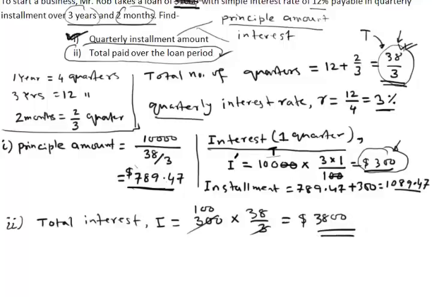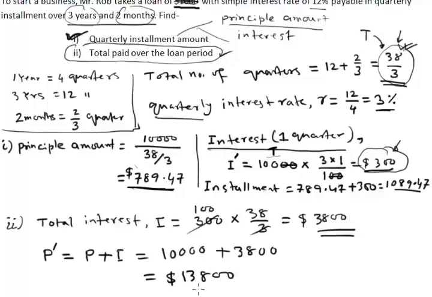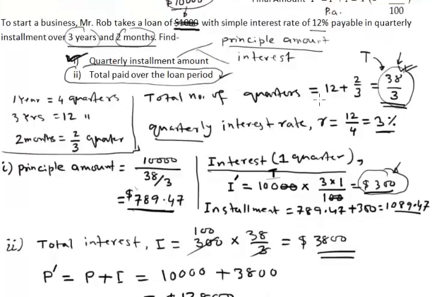Principal amount is $10,000. So final amount P prime will be principal amount plus interest. That means $10,000 is the principal amount and $3,800 he is paying for interest. So the total payment over the loan's lifetime will be $13,800. So here we solved this problem by considering the quarterly interest rate.